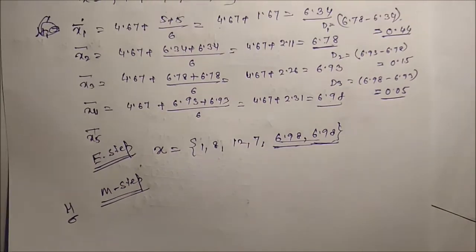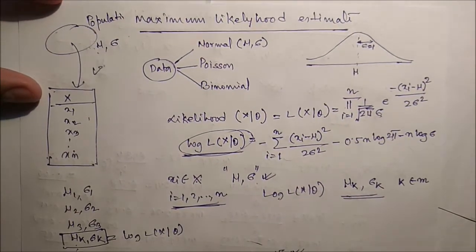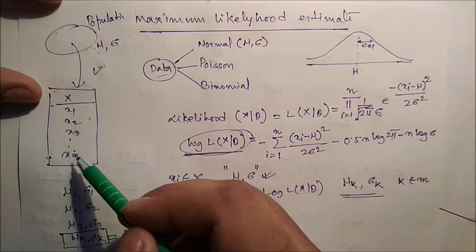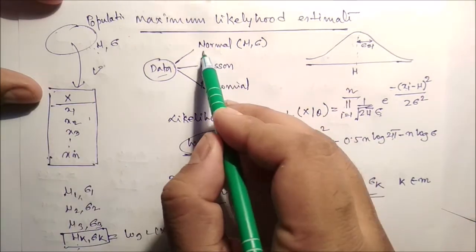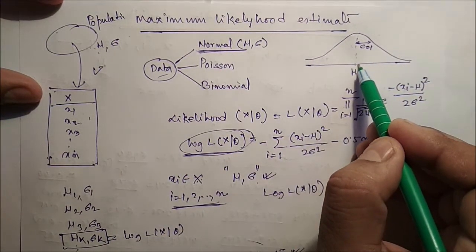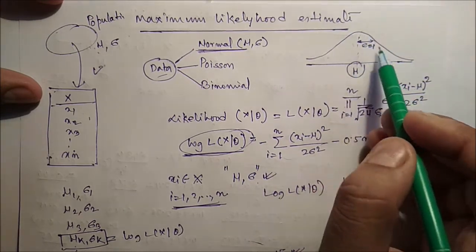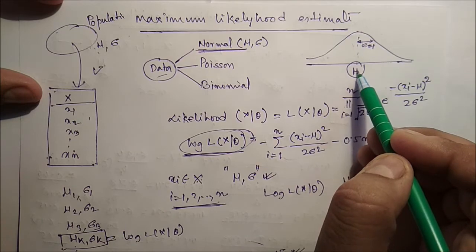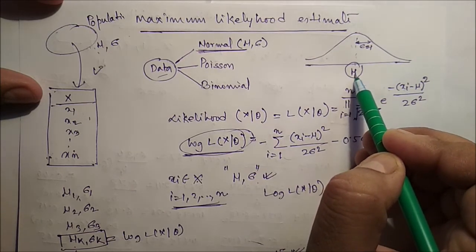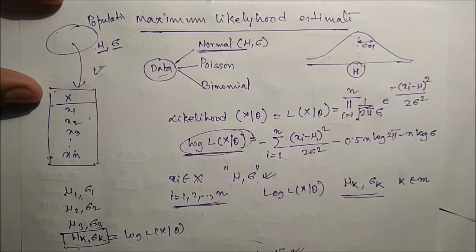In the last video we discussed this. In maximum likelihood estimation we have data, say x1 to xn, and assume it is normally distributed. If it is normally distributed, there must be some mu, the mean, and the standard deviation. The function value will be high when it is at the mean, and our objective is to identify the population parameters, the mean and the standard deviation.